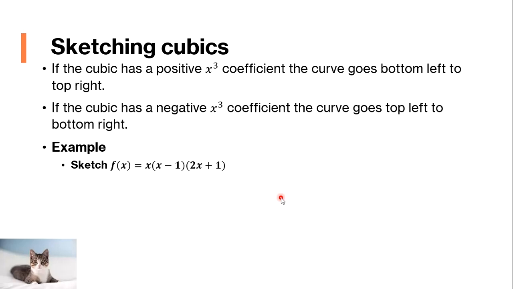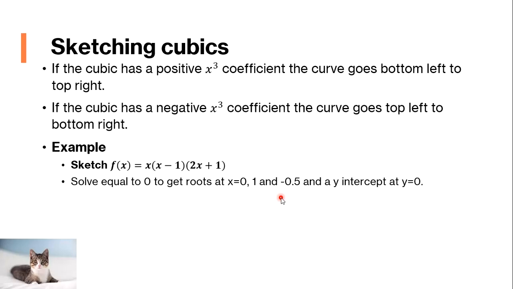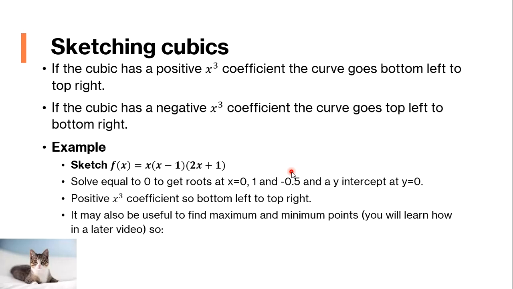So here's our first example for this. Sketch f of x equals x lots of x minus 1 lots of 2x plus 1. Well, first you solve equal to 0 to get the roots, and the roots here are x equals 0, x equals 1, and x equals minus a half. And there is also a y-intercept at y equals 0. Positive x cubed coefficient, so it goes bottom left to top right, as we said at the top.